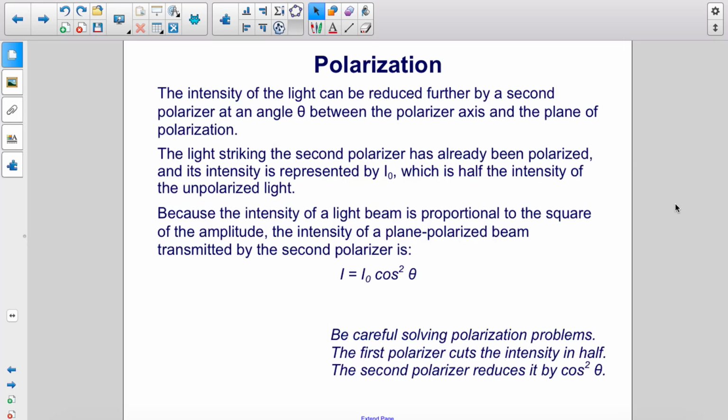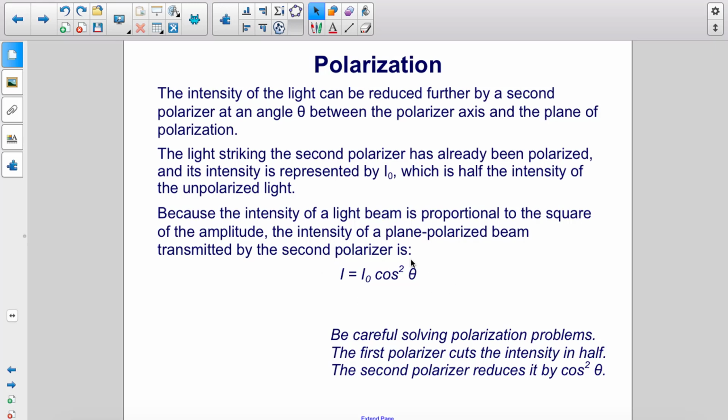The intensity of the light can be reduced further by a second polarizer at an angle theta between the polarizer axis and the plane of polarization. The light striking the second polarizer has already been polarized, and its intensity is represented by I0, which is half the intensity of the original unpolarized light. Because the intensity of a light beam is proportional to the square of the amplitude, the intensity of a plane polarized beam transmitted by the second polarizer is given by this equation.